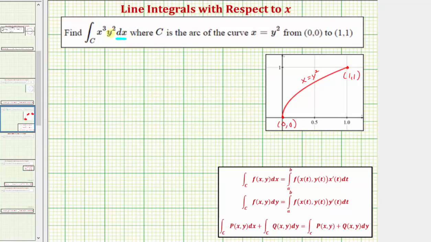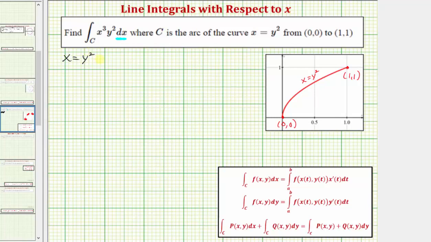So to evaluate this line integral, looking at our notes below, the integral of f of x, y along the curve C with respect to x is equal to the integral from a to b of f of x of t, y of t times x prime of t dt. So we need to write the integrand function, given as a function of x and y, as a function of t using the parametric equations for the curve C, and then differential x is equal to x prime of t dt.